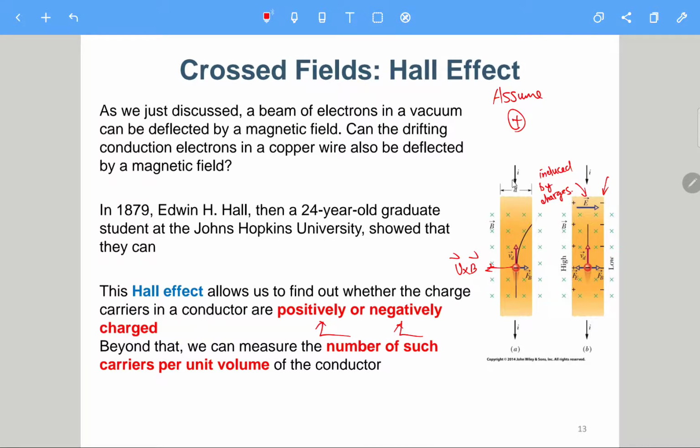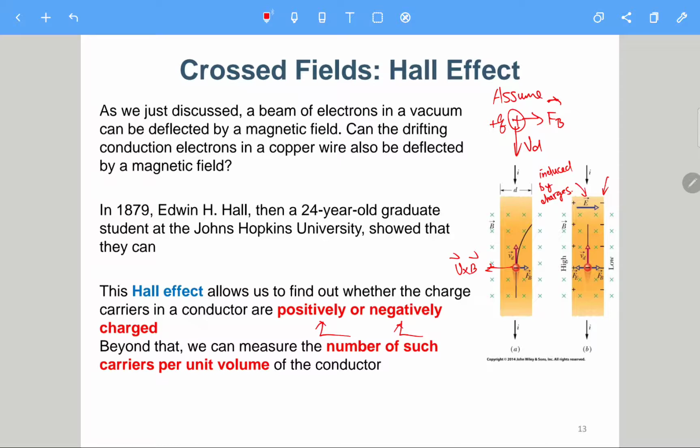The direction of I is the same. In this case, VD is pointing downward. The B field is still pointing into the page. So V cross B will point to the right side. And Q is positive, so FB also points to the right side.